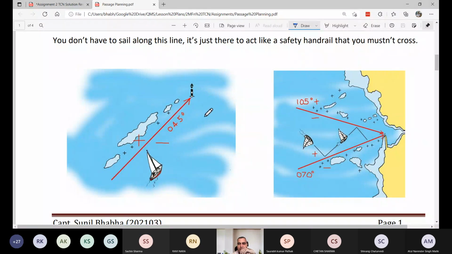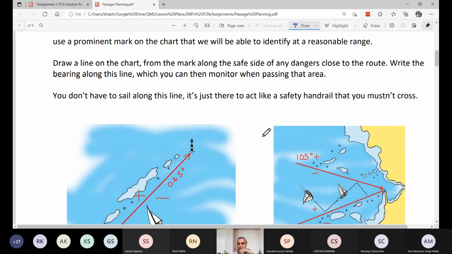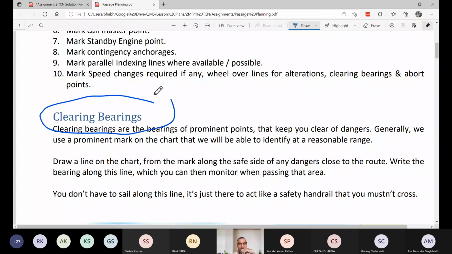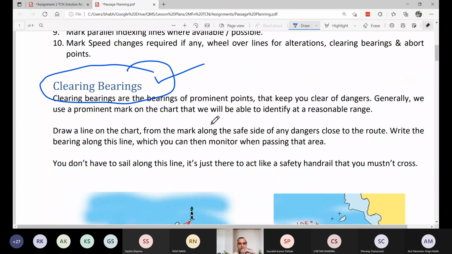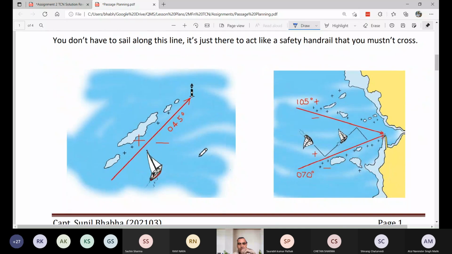Okay, this is the same passage planning notes which I had sent to you. So I had mentioned clearing bearings there. So what is this clearing bearing? Let us say you have a passage, a track which goes something like this. Now you have a navigational aid somewhere here, a beacon or a lighthouse. So what you do is you see the dangers in that area.